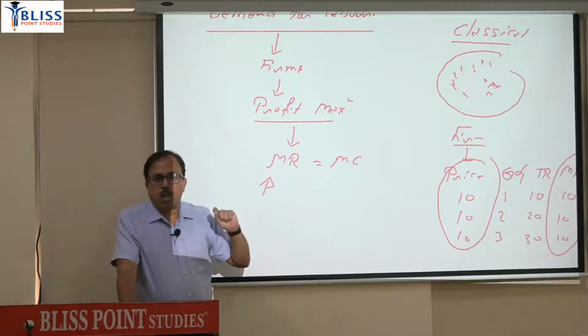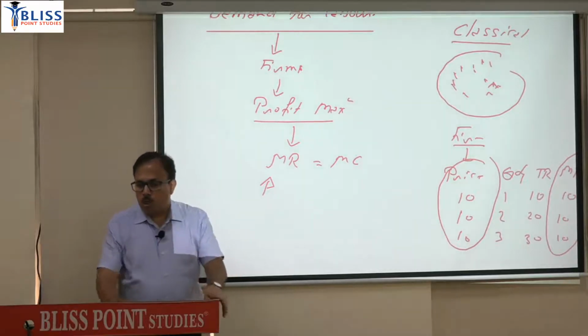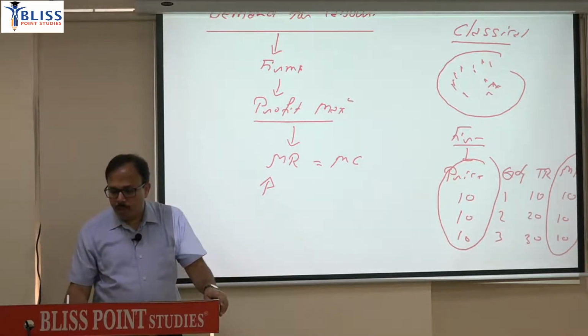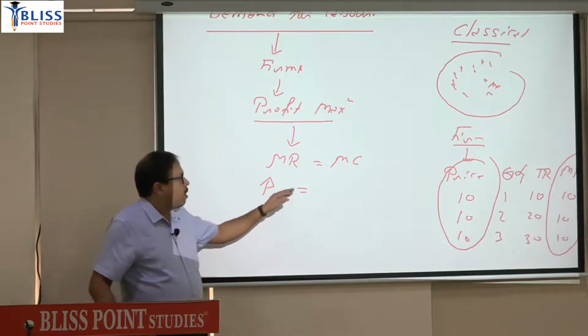Because classical economists assume that market is perfectly competitive. Since market is competitive, therefore each firm acts as price taker. Therefore, in place of MR, I can write price. So, in place of marginal revenue, you have written price. Now, come to the marginal cost. What will be the marginal cost of production?